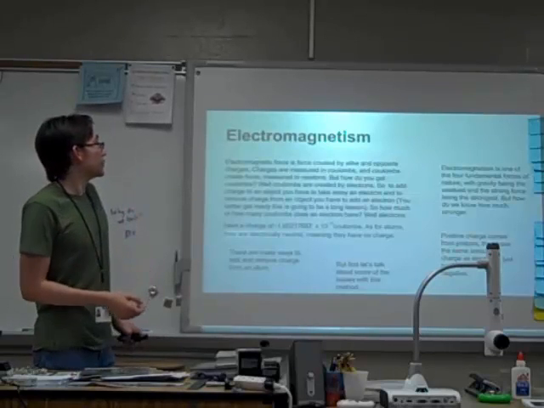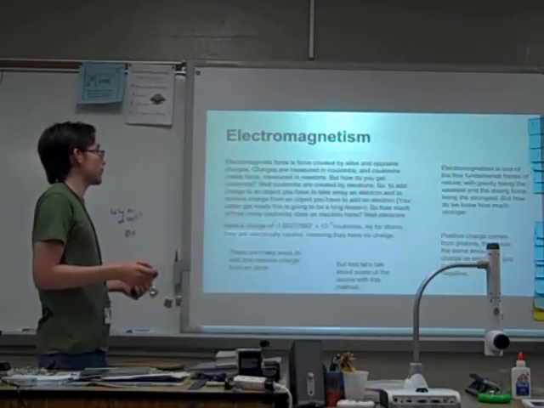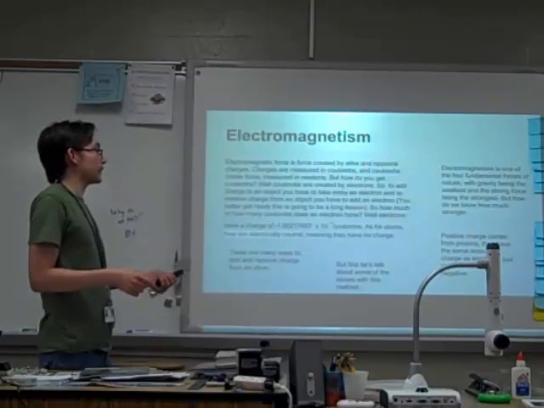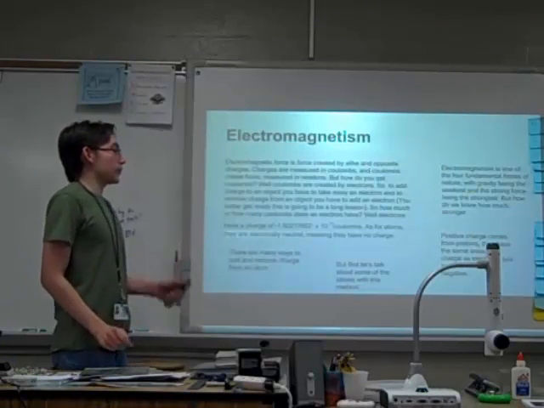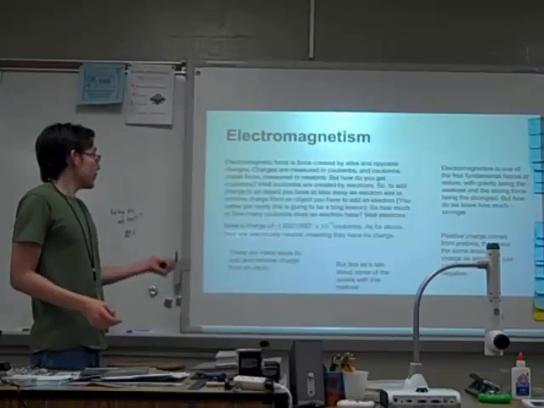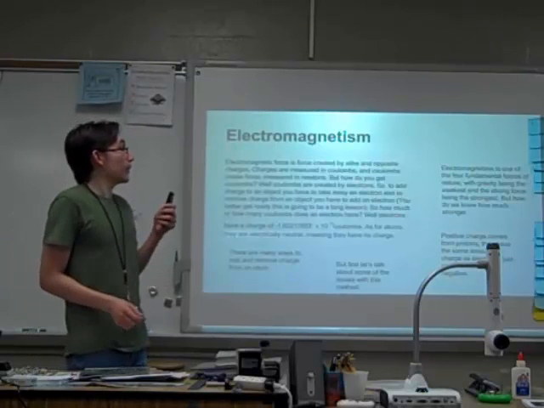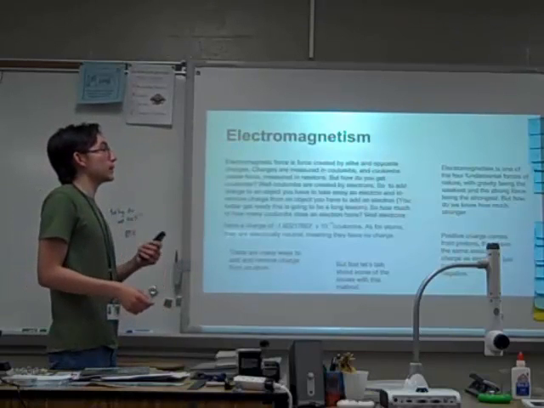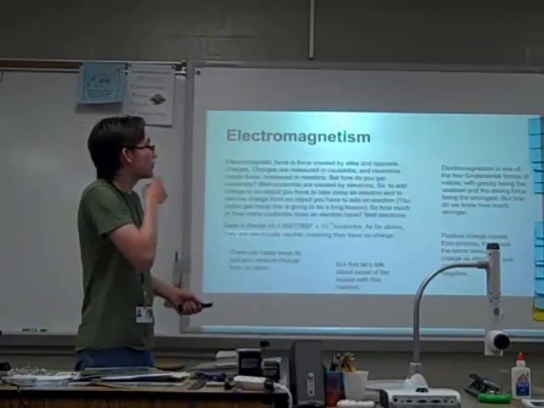Okay. So how many coulombs does an electron have? Well, electrons have a charge of negative 1.6021765 times 10 to the power of negative 19 coulombs. As for atoms, they're electrically neutral, meaning they have no charge. There are many ways to add and remove a charge from an atom. Electromagnetic force is one of the four fundamental forces in nature, with gravity being the weakest and the strong force being the strongest. How do we know how much stronger?